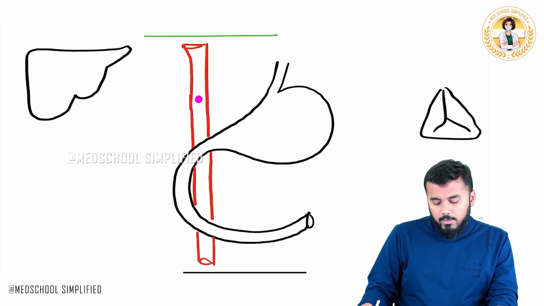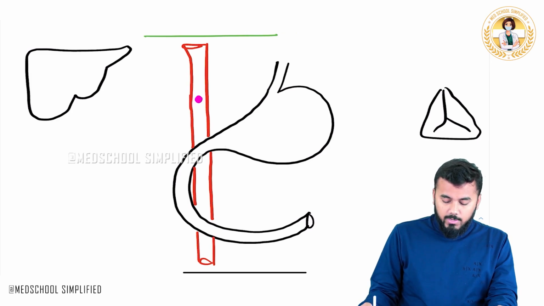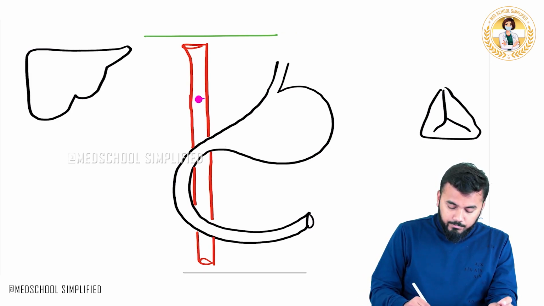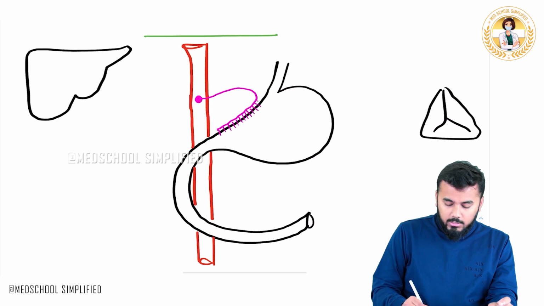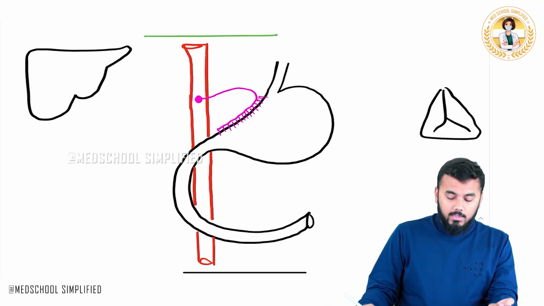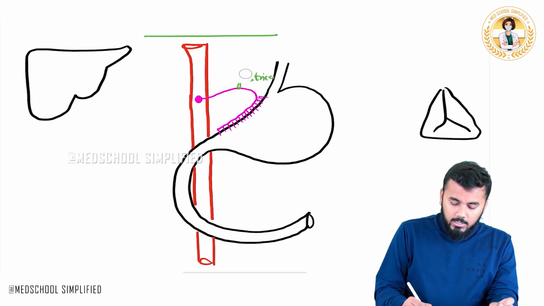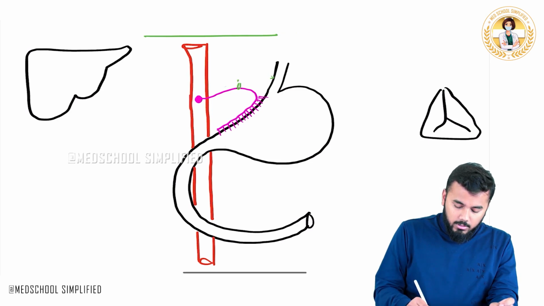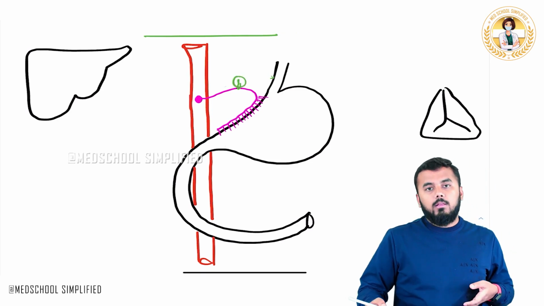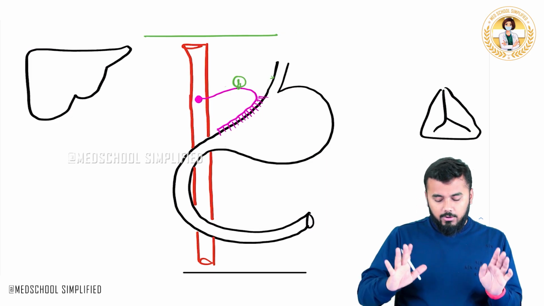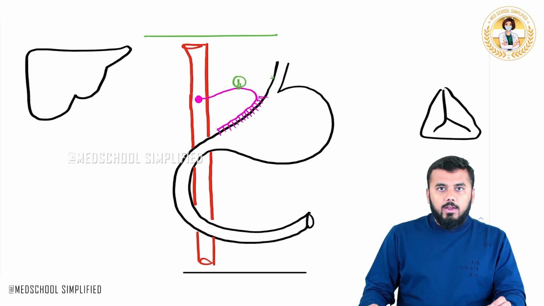Now that celiac trunk will give some branches, guys. What are those branches? The first branch gives a branch all the way like this, and this branch supplies your lesser curvature of the stomach. So this branch is called the left gastric artery. Okay, instead of naming these things, let me put the numbering so that I will label this at the end. But for now you should remember it as the left gastric artery.